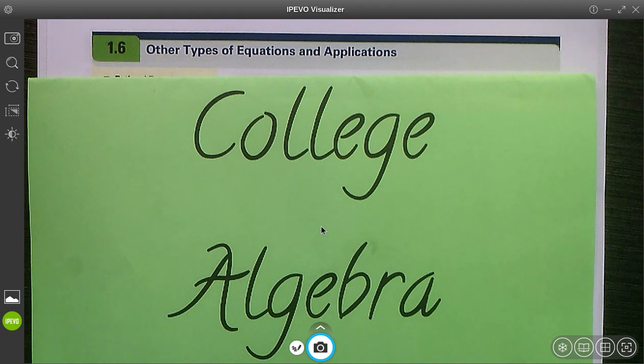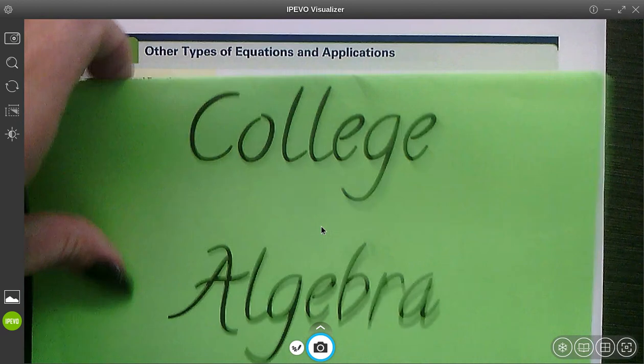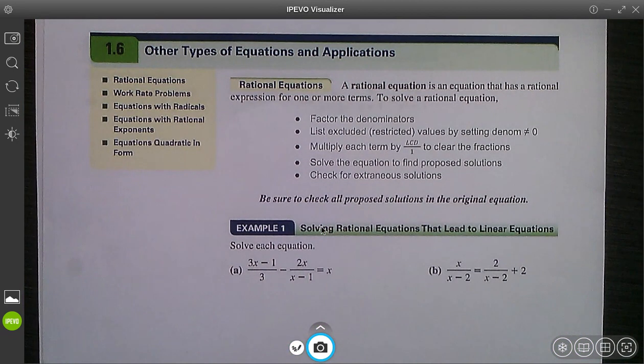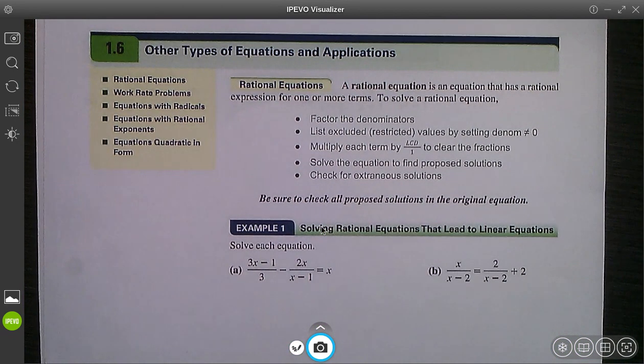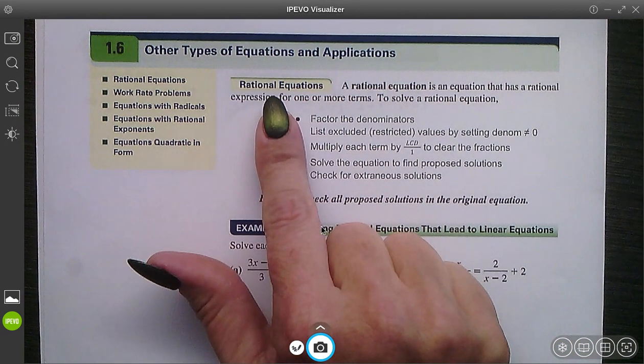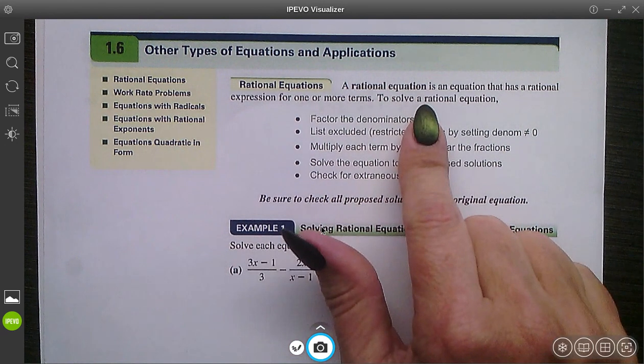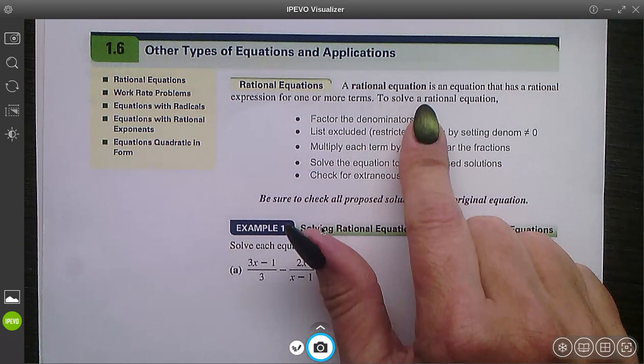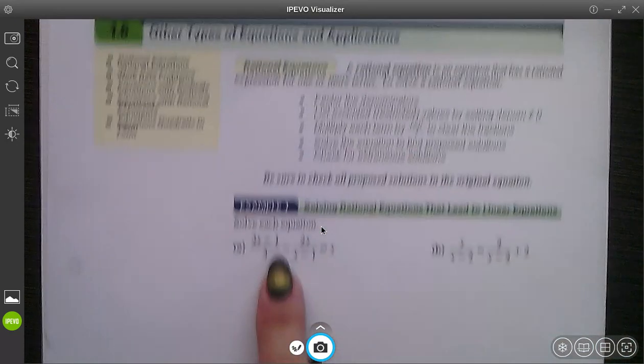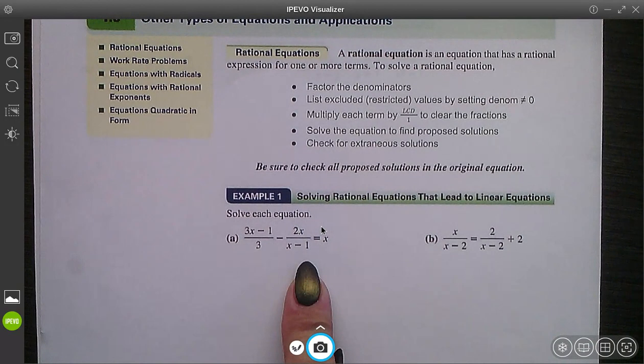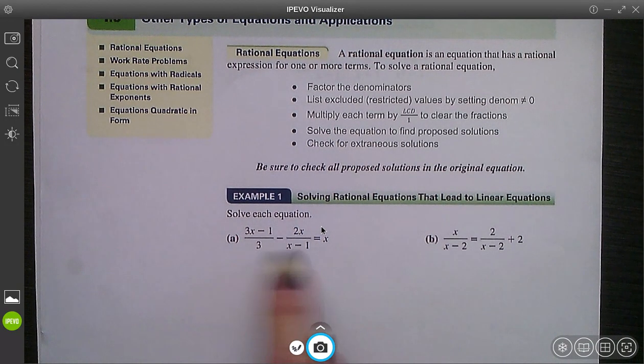In section 1.6 of college algebra, we're going to be looking at other types of equations and applications. The first type of equation we're going to be looking at is a rational equation. A rational equation is one that has rational expressions for one or more of the terms. So here's an example of a rational equation. They usually are going to have variables in the denominator.